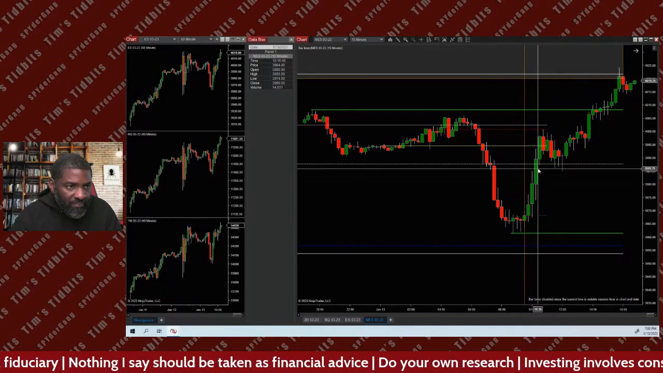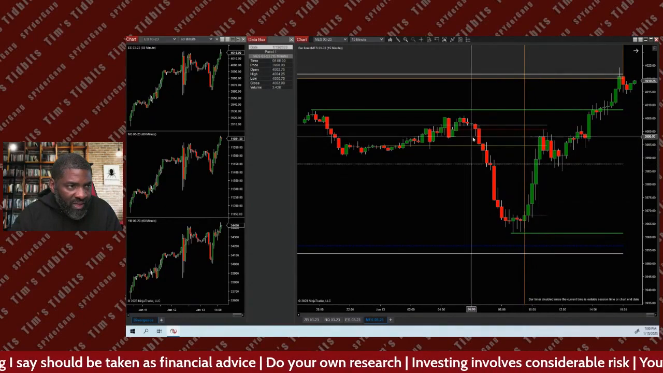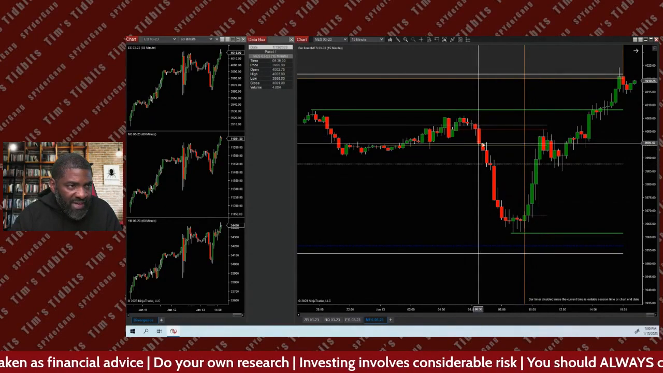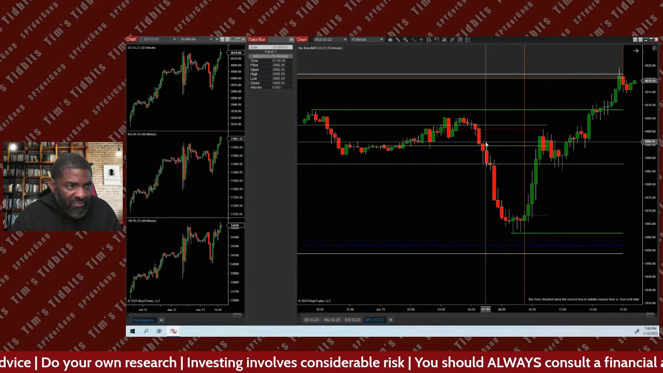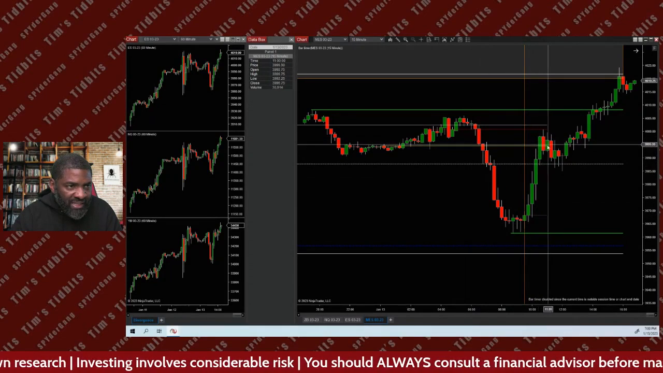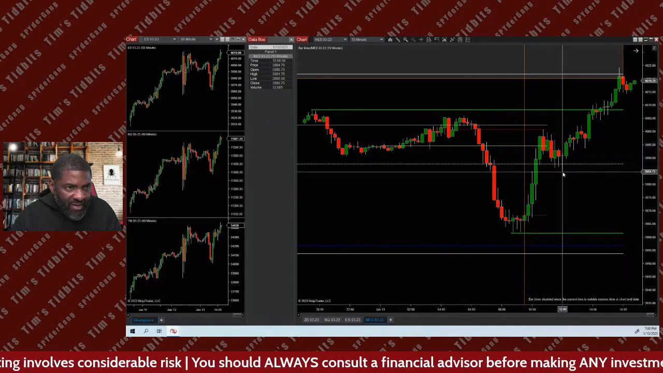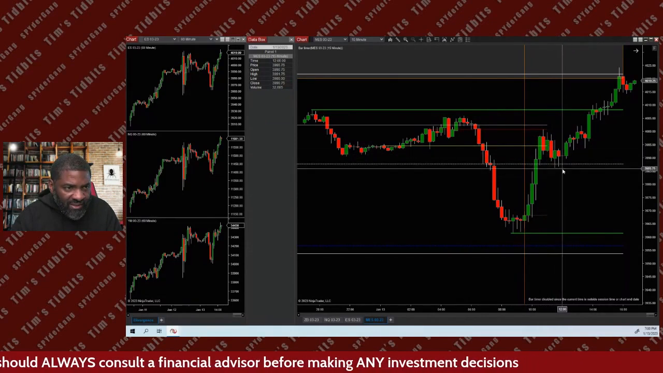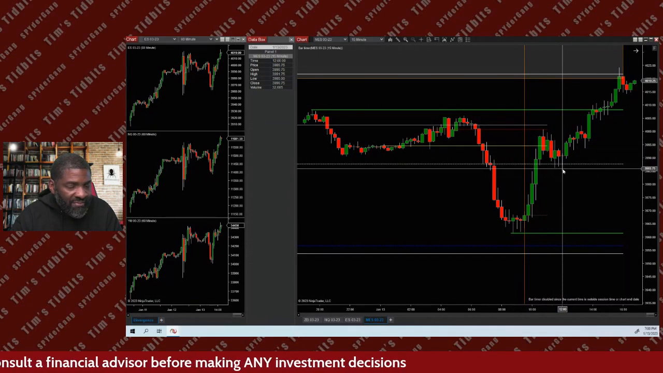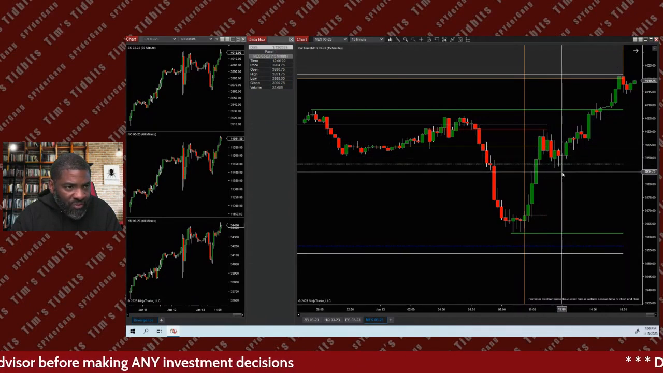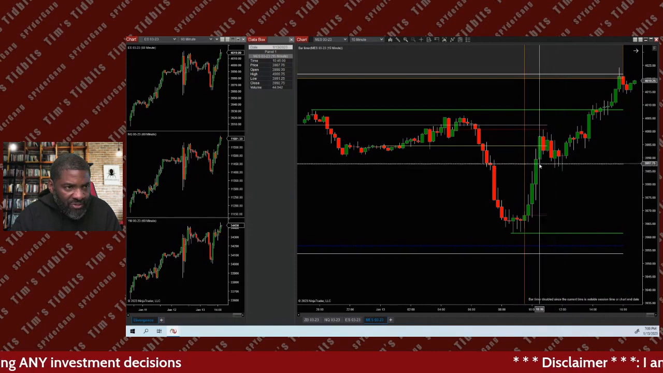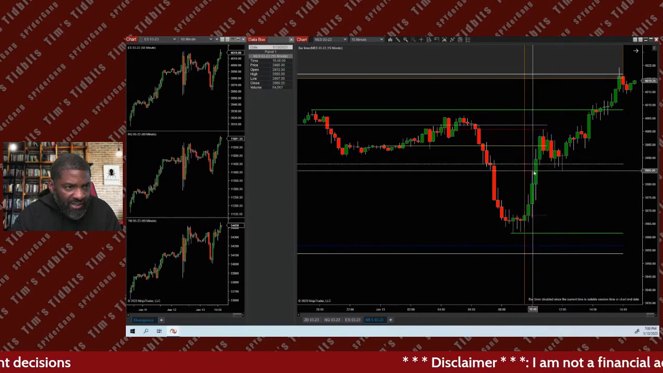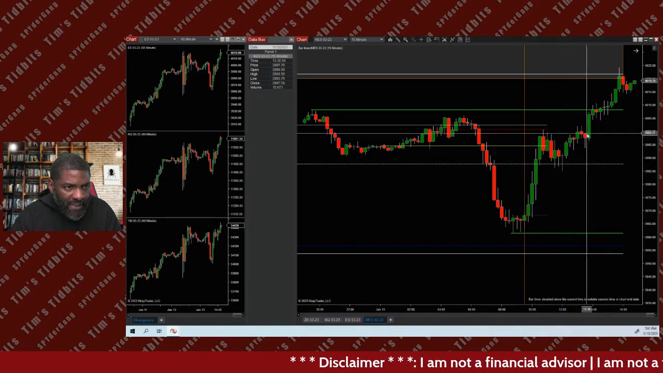But we came up, hit this fair value gap there above this high, consolidated, pulled back down at 12. This would be like the 11:45 candle on TradingView, pulled back down into this fair value gap right there, right? And then went back up.